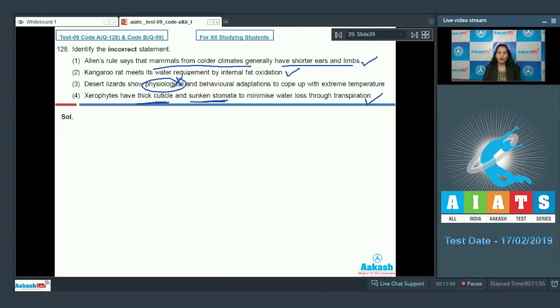When the sunlight is low, they move out and bask in the sun. But during the daytime, when the heat from the sun is high, they again go into their burrows to escape the heat. So with the help of their behavior, they can cope up with this extreme temperature. So the incorrect statement is the third one. So the correct option for the given question is option number 3. Let's move on to the next question.